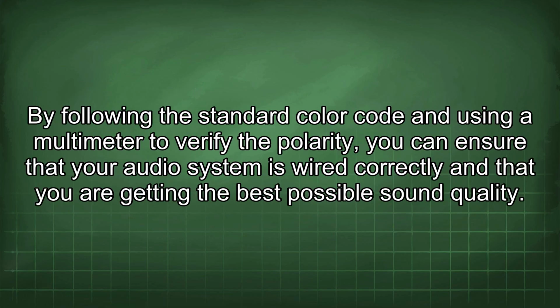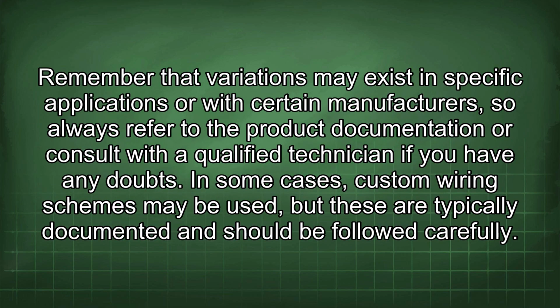By following the standard color code and using a multimeter to verify polarity, you can ensure that your audio system is wired correctly and that you are getting the best possible sound quality. Remember that variations may exist in specific applications or with certain manufacturers, so always refer to the product documentation or consult with a qualified technician if you have any doubts. In some cases, custom wiring schemes may be used, but these are typically documented and should be followed carefully.